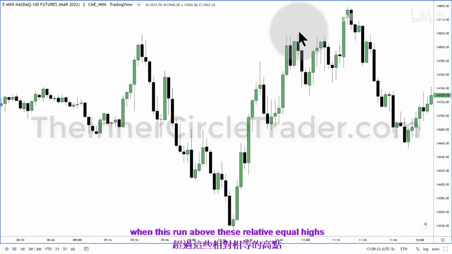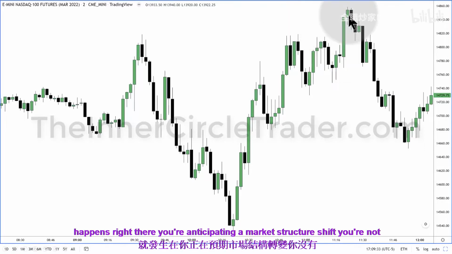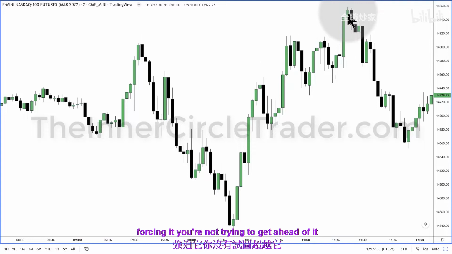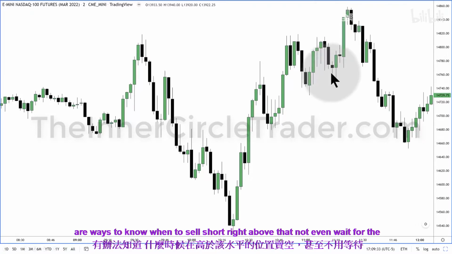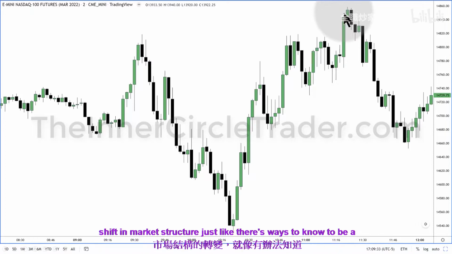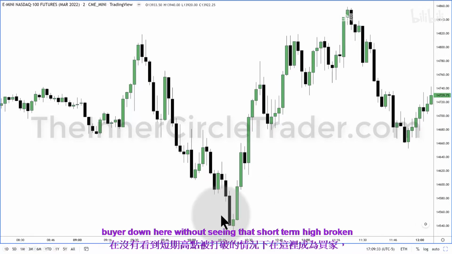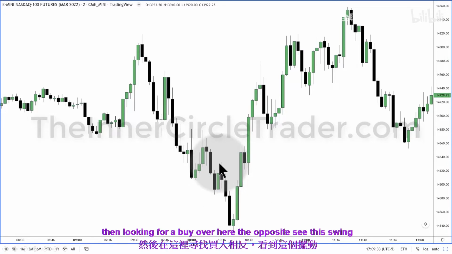When this run above these relative equal highs happens right there, you're anticipating a market structure shift. You're not forcing it. You're not trying to get ahead of it, okay? I don't think any of you are going to have the skill set to do that. There are ways to know when to sell short right above that and not even wait for the shift in market structure. Just like there's ways to know to be a buyer down here without seeing that short-term high broken, then looking for a buy.